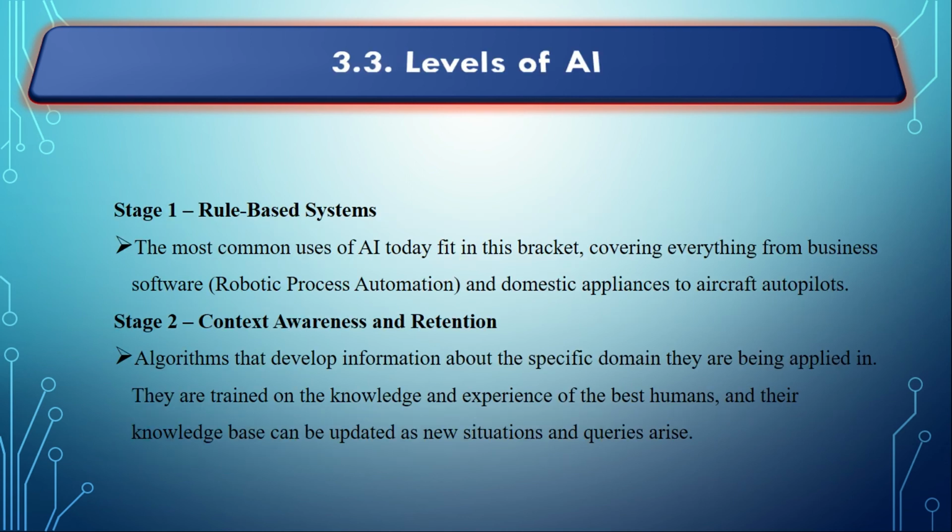Okay, the next one, levels of artificial intelligence. The second one is stage 1, rule-based system. Stage 2, context awareness and retention. The most common use of AI today fits in this bracket, covering everything from business software, robotic process automation, and domestic appliances to aircraft autopilots: rule-based systems.